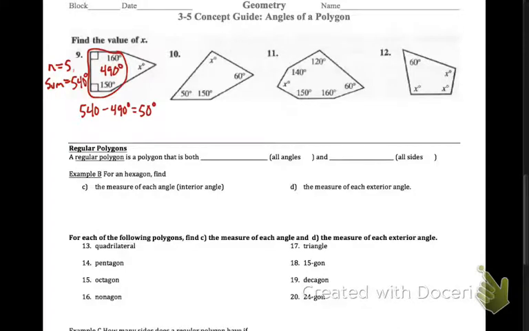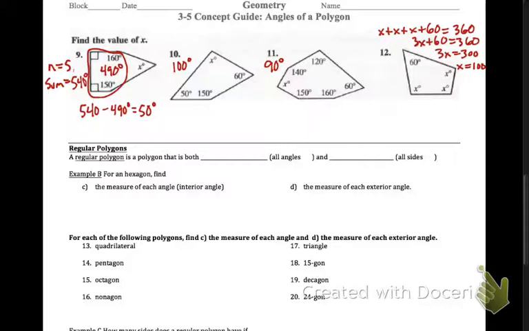See if you can figure out x on 10, 11, and 12. We had a quadrilateral and then a hexagon here, so hopefully you found those sums and then subtracted them. Number 12 is slightly more tricky. It's a quadrilateral. What's that sum? 360. So x plus 60 equals 360. Did you figure that out? When we solve, we get x equals 100.